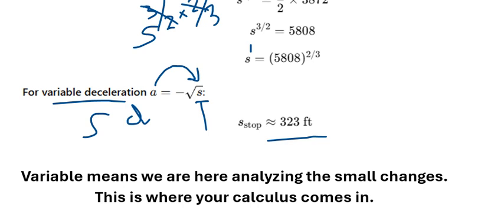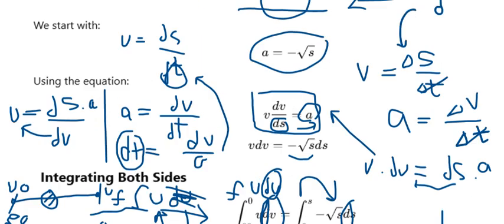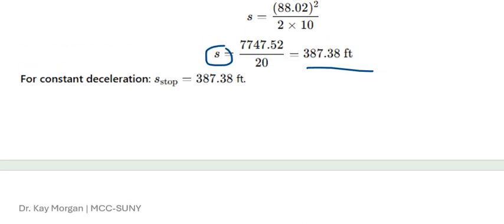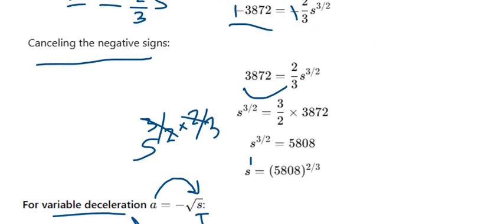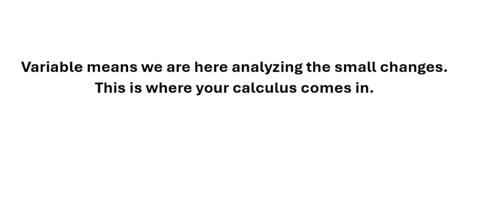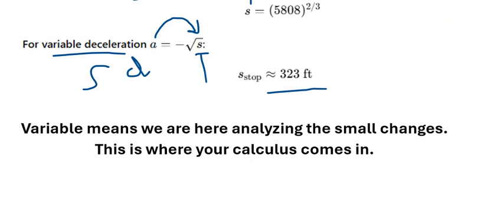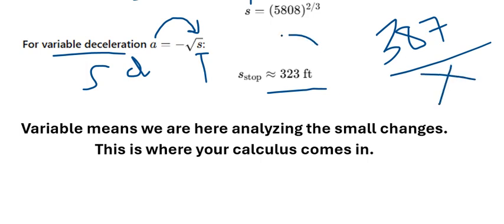Constant is about, you're getting 38 something. Let's go back. What did we get for a constant? We got 387. So with constant, 387 feet. With variable, you only get 323. So constant is too perfect. It can't happen most of the time. This is a more realistic starting point.